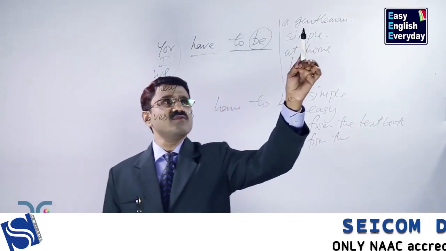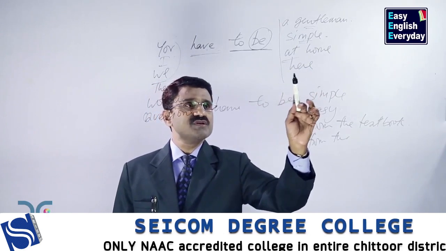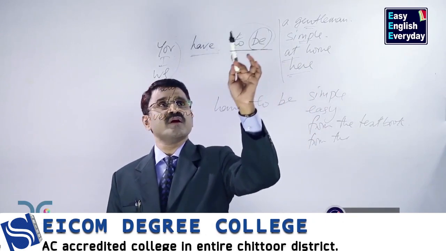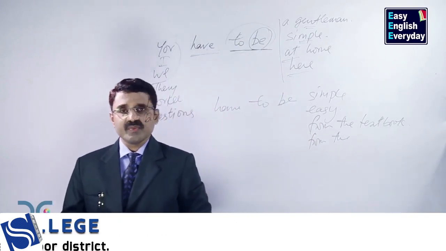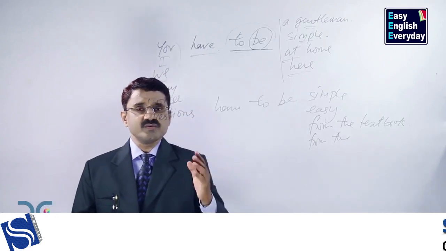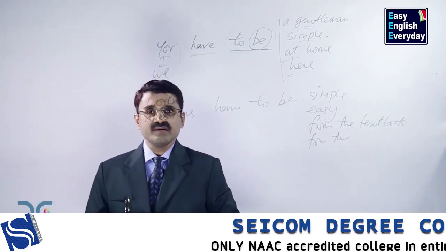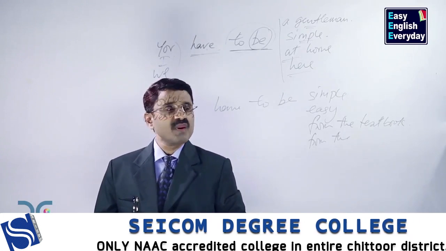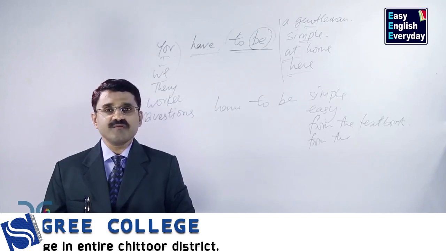Now if you have nouns, adjectives, prepositions, place adverbs, then you can use this. It is like this. You have to be simple. You have to be honest. You have to be frank. You have to be active. You have to be energetic. You have to be enthusiastic. You have to be bold. You have to be optimistic. You have to be frank.